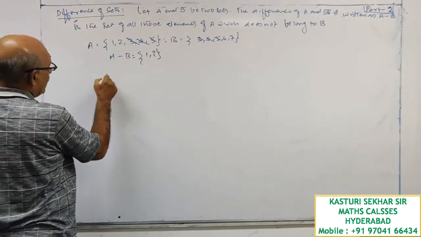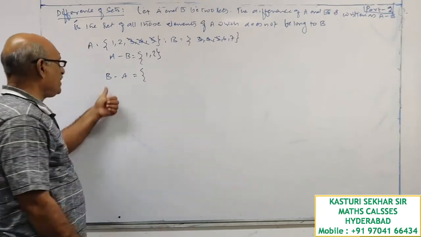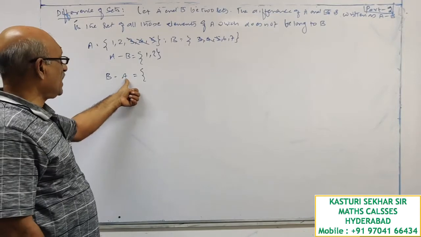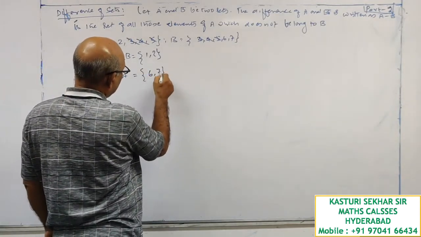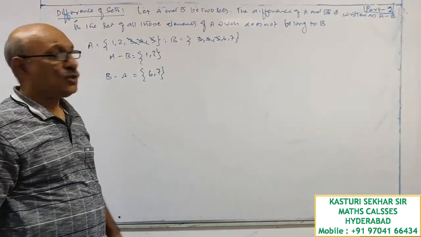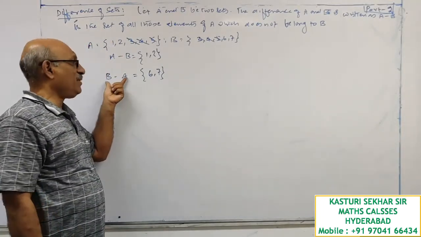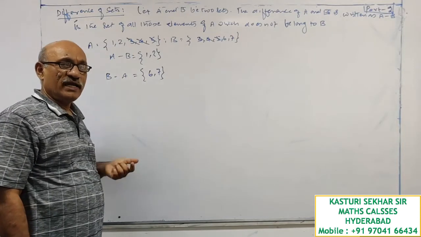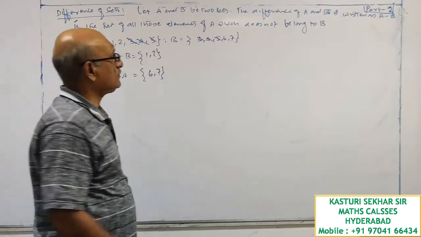Similarly, you can define B minus A. B minus A means elements which are in B and which are not in A. So only 6 and 7. So B minus A is also a set which contains the elements which are in B only but not in A.